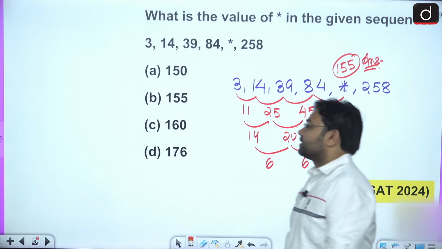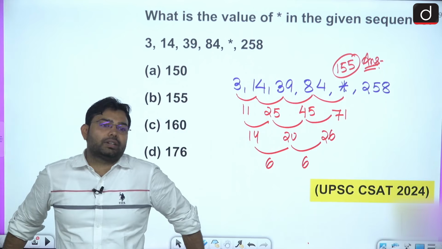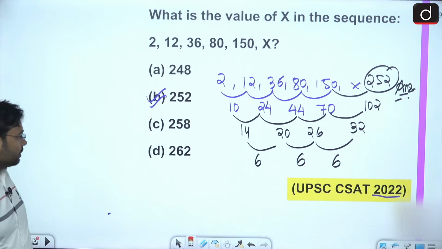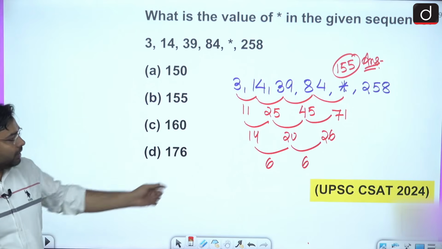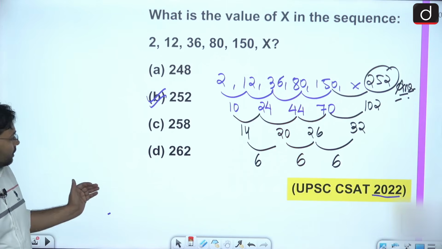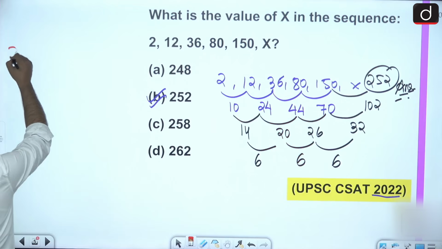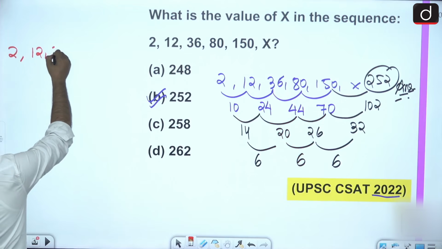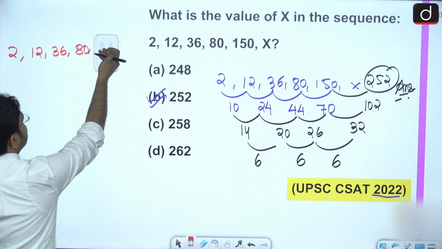And I told you in the last session also, in CSAT portion, questions repeated many times. This is from the 2022 exam and the same pattern repeated in 2024. Again, this is 2, 12, 36, 80, 150 and x.